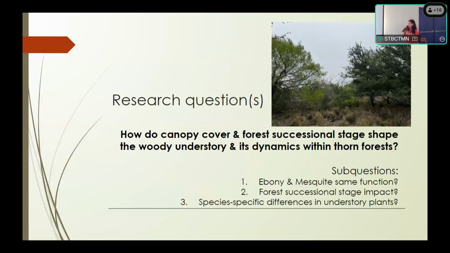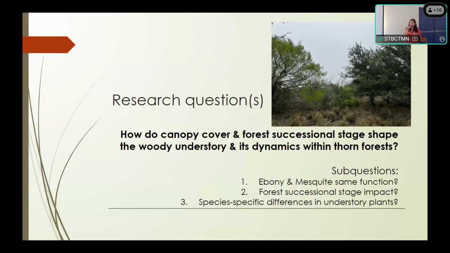Two of the most common ones, regardless of where you are in the valley, are ebony trees and mesquite trees. And we want to know, do these tree canopies have the same function? So whatever function they have in the ecosystem, is it just based on canopy versus no canopy? Or is there a little bit of species-specific stuff going on between these two different plants? Another one is the impact of forest successional stage. That just has to do with how old the habitat is. So is it old growth? Is it reforested? If it was reforested, how recently was it reforested? That kind of thing.